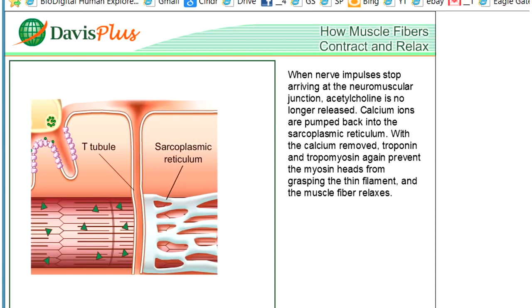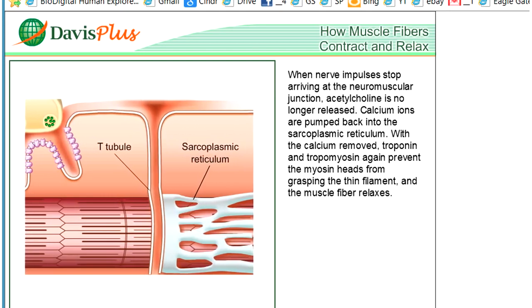When nerve impulses stop arriving at the neuromuscular junction, acetylcholine is no longer released. Calcium ions are pumped back into the sarcoplasmic reticulum. With the calcium removed, troponin and tropomyosin again prevent the myosin heads from grasping the thin filament, and the muscle fiber relaxes.